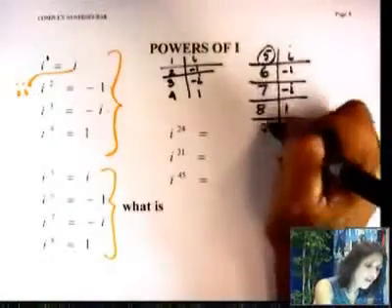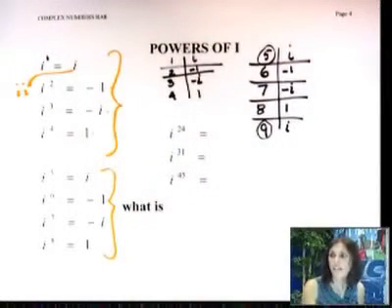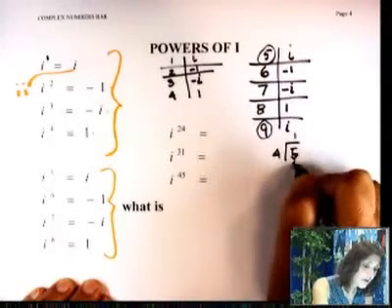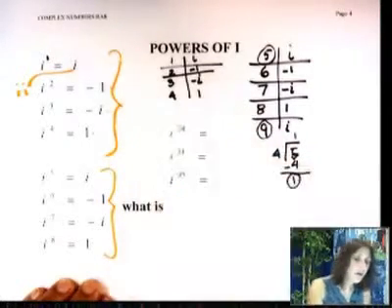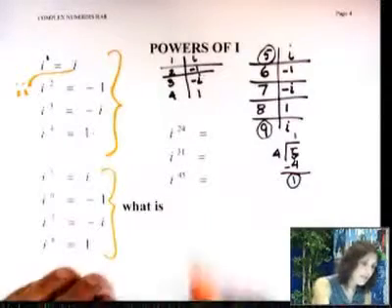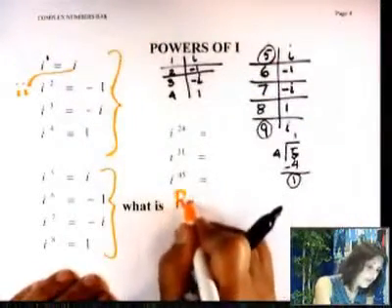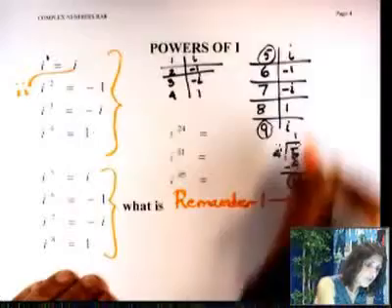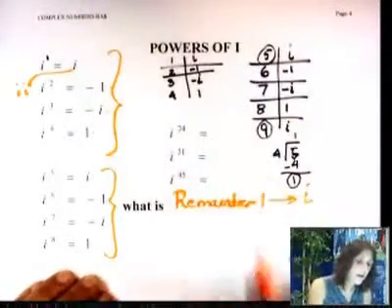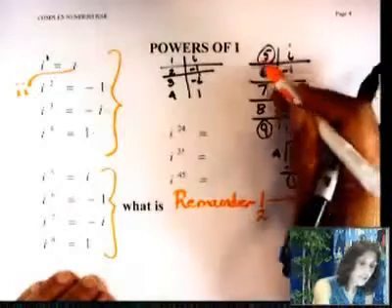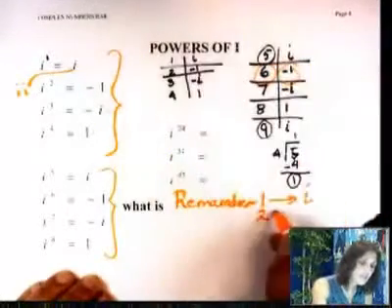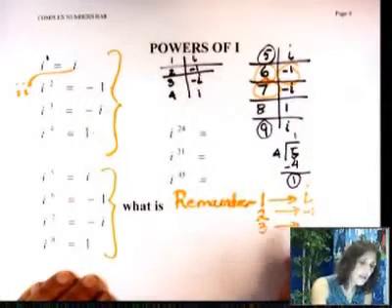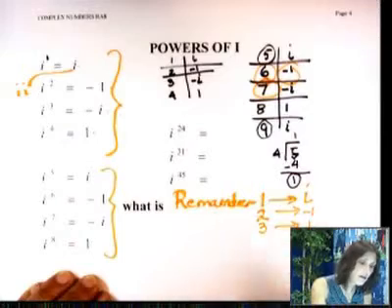What do 5 and 9 have in common? What they have in common is that when you divide them by 4, you get a remainder of 1. So, what does that mean? When you have a remainder of 1, the answer is going to be i. When you get a remainder of 2, like in this case, the answer is negative 1. When you get a remainder of 3, the answer is negative i.